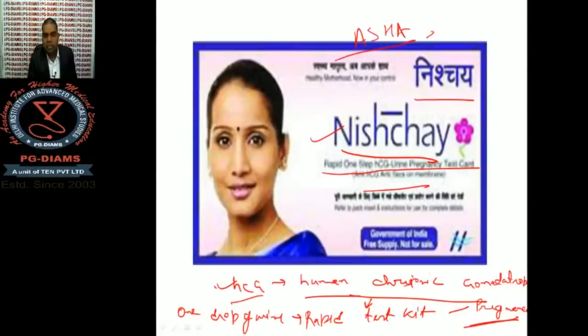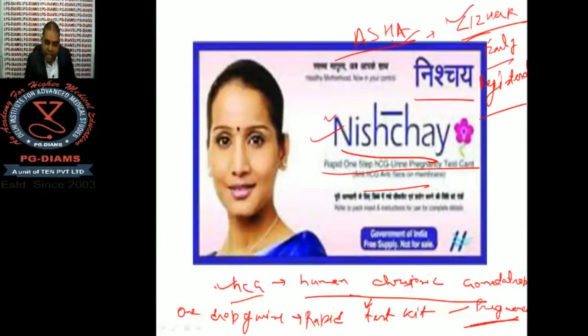Earlier level means before 12 weeks. That is known as early registration. Early registration means writing the name of the patient in the register given to the ASHA worker before 12 weeks. This is done by ASHA with the help of the Nishchay kit, because the Nishchay kit helps in detecting pregnancy before performing ultrasound. If you have one missed period, you go to ASHA, ask for the Nishchay kit, and that kit will help you detect whether you are pregnant or not.